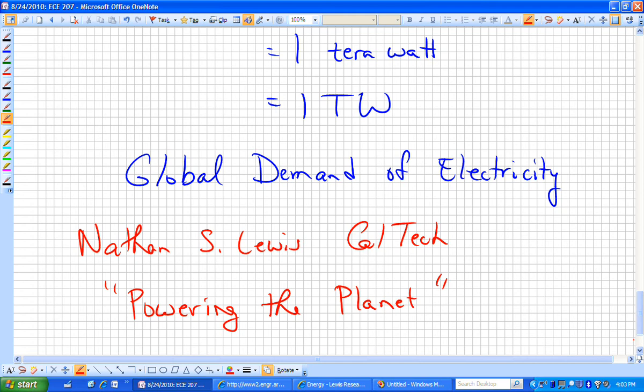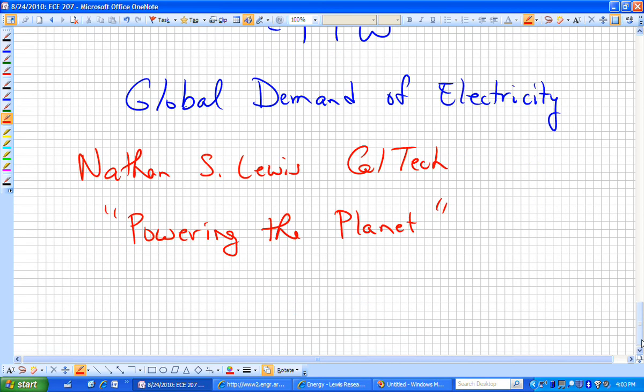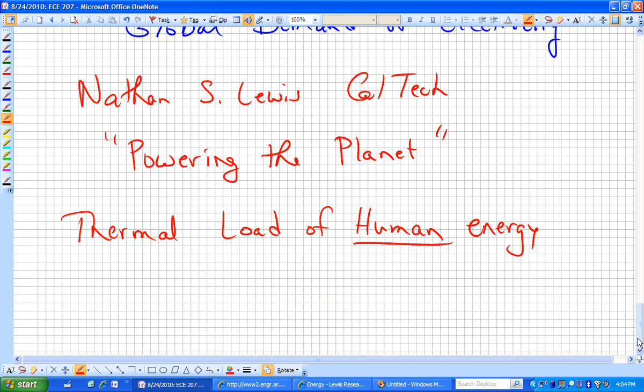And now we know something a little bit more about power demands. In that particular talk, he said that the actual demand of, let's say, the thermal load of human civilization is about 13 terawatts, but this is an older lecture. So we're in the same ballpark. We're in the same order of magnitude. 13 or 15 terawatts. That's the global demand.